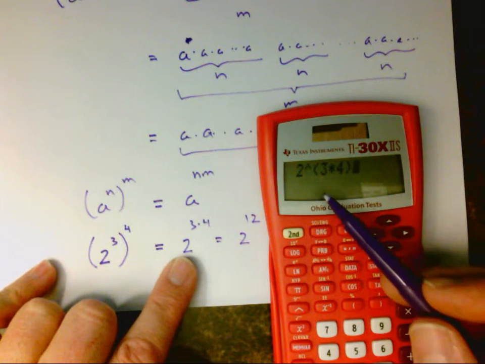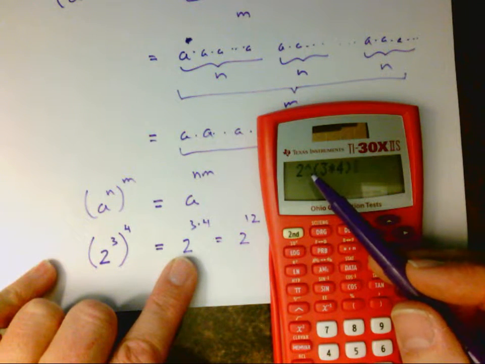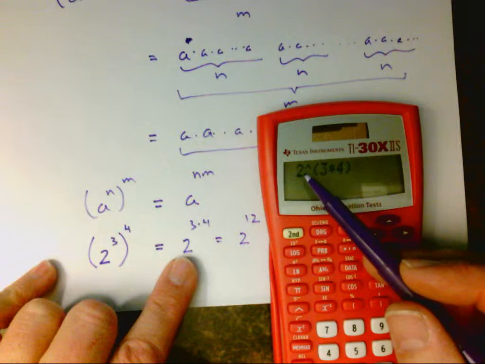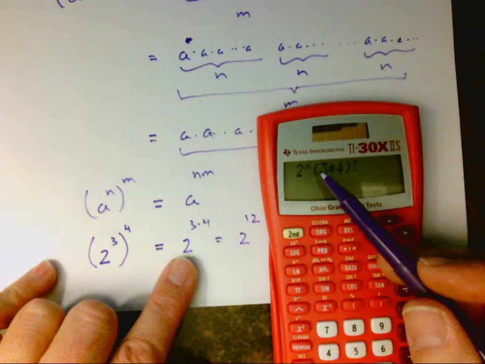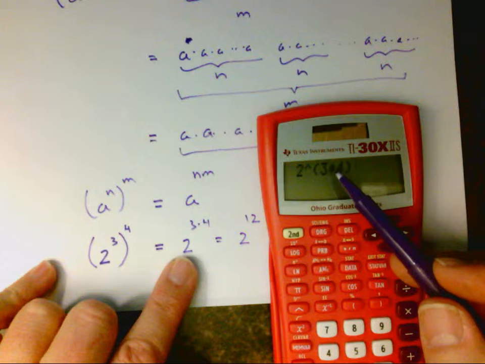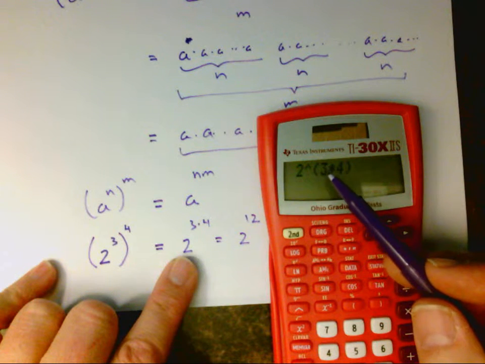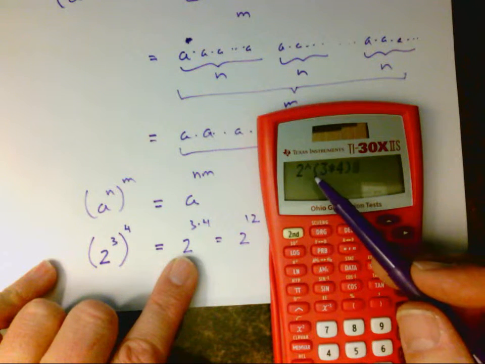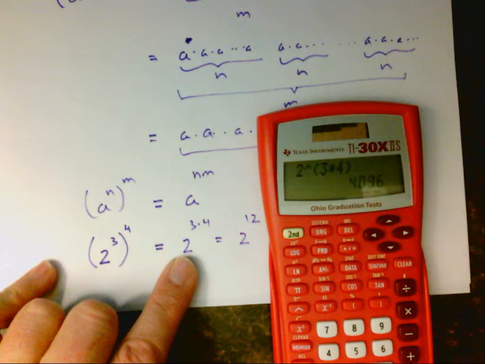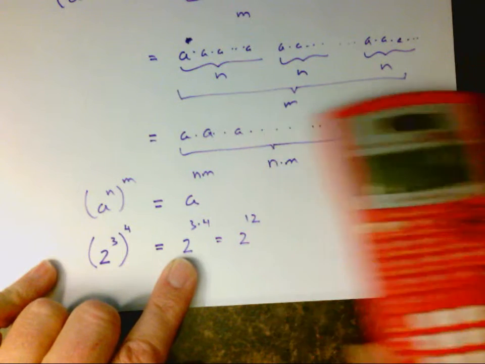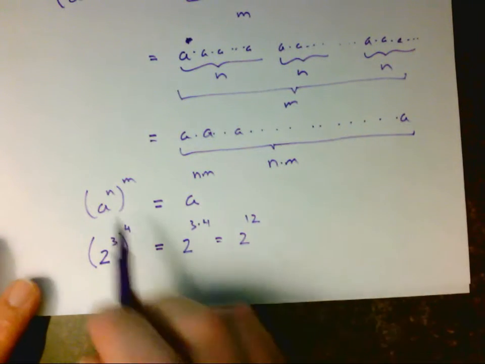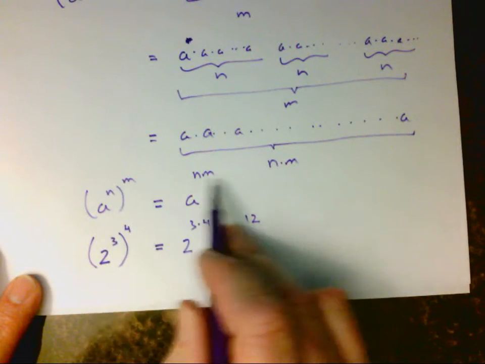the exponent is greedy. In order of operations, the exponent would go first, so you get 2 to the 3 and you get 8, then you multiply that by 4 and get 32. That's not what we want. We want to get this 3 times 4 put together, then use it as an exponent. We get the same 4,096. Likewise, if you did 2 to the 12, 4,096. So, nested exponents can multiply.